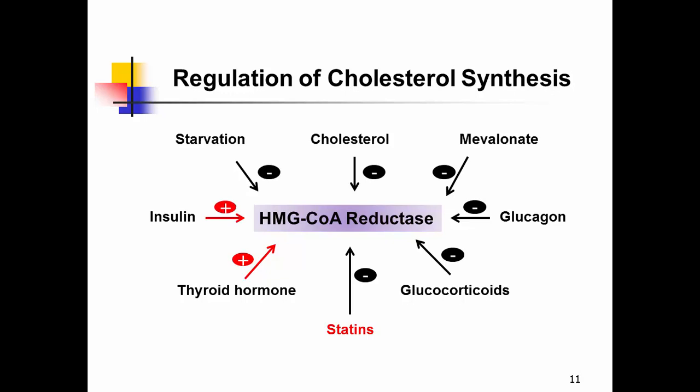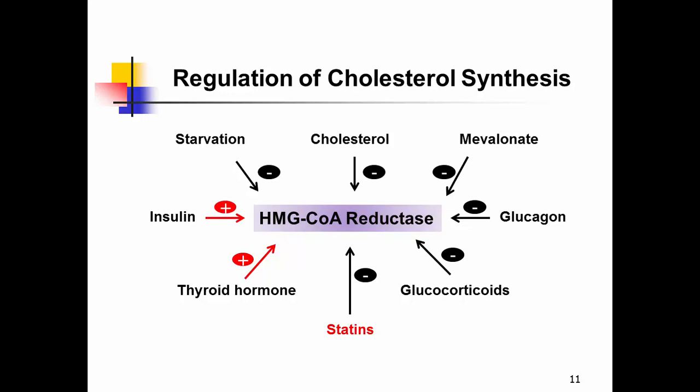HMG-CoA reductase again is a key enzyme in the cholesterol synthesis pathway. This enzyme can be regulated by multiple things like hormones and substrates. For the stimulating factors, it seems pretty simple, right? Only two things: the hormones insulin and thyroid hormone. These two hormones are able to stimulate cholesterol synthesis by increasing the HMG-CoA reductase activity.